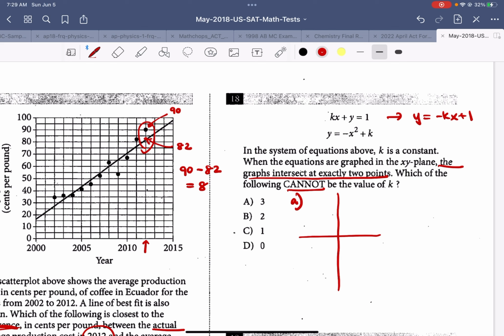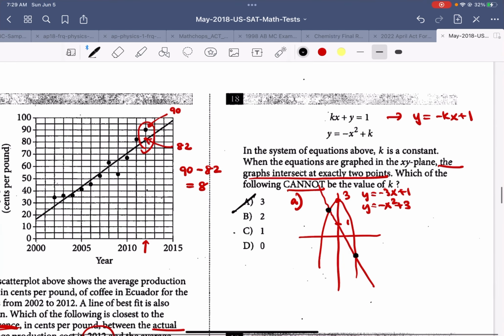A, when k is 3. So the y-intercept is 1. When k is 3, you're going to get y equals negative 3x plus 1, going down sharply like this. And the other one, y equals negative x squared plus 3. So the y-intercept of the parabola is 3 here, and it opens downward. So then you're going to have 2 intersections. So that is not the answer, because we are looking for which one cannot be the value of K.